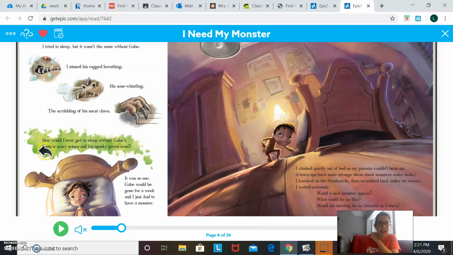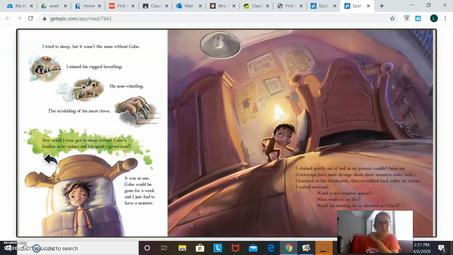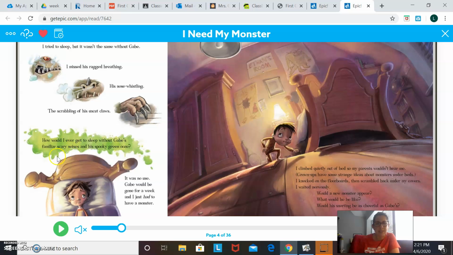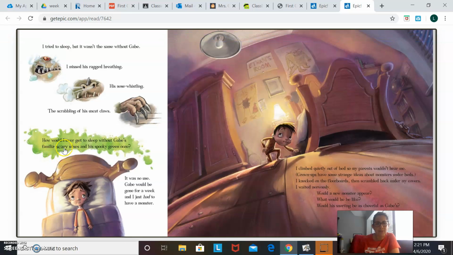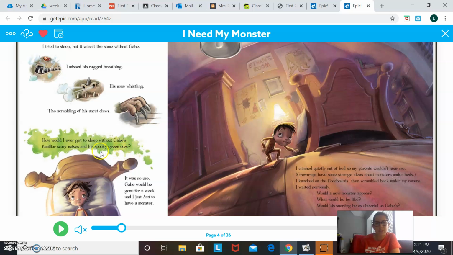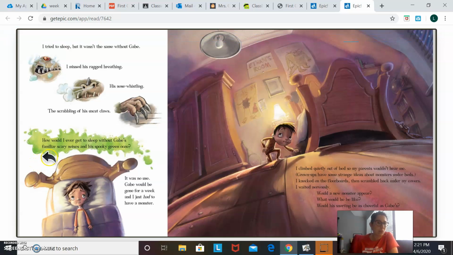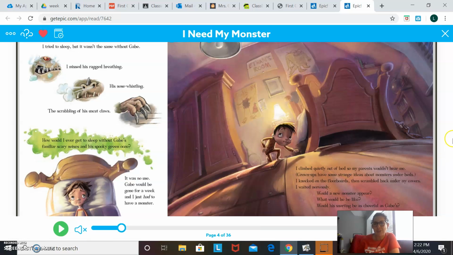This next sentence here. How would I ever get to sleep without Gabe's familiar scary noises and his spooky green ooze? Okay, so this author described his noises by saying they were familiar and scary. And then he described the ooze as being spooky and green. If I take out those descriptive words, let's listen to see what the sentence would sound like without those words. How would I ever get to sleep without Gabe's noises and his ooze? That really didn't paint a picture in my mind about the noises and the ooze, and it sounds kind of boring. Let me show you another page here.